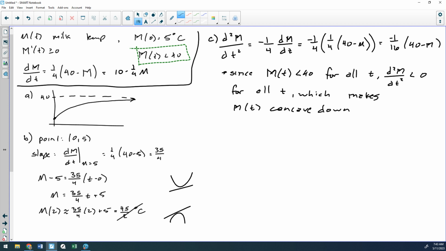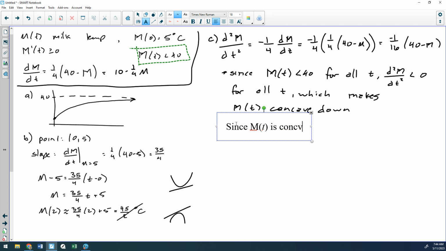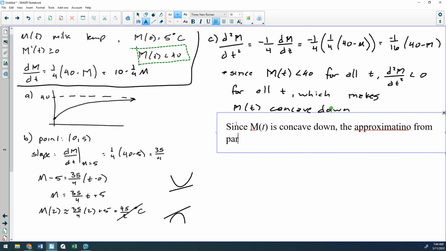I'm going to swap to typing because my writing is weird and it's faster to type. I would follow that up by saying that since M of t is concave down, the approximation from part E is an underestimate... rather, since it's concave down, the tangent line is above the curve. The approximation is an overestimate.